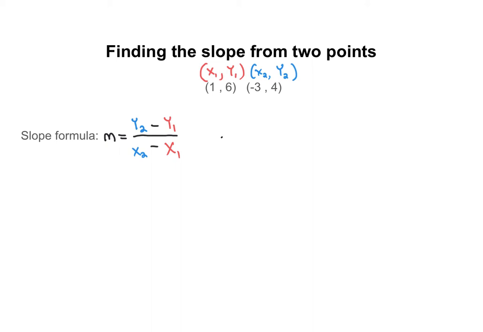So I'm going to say that m equals, and again, I need y sub 2 minus y sub 1. So my y sub 2 is 4. So I'm going to say 4 minus my y sub 1, which is 6. Here's my y sub 2, and here is my y sub 1. And then I'll go down and do my x's.